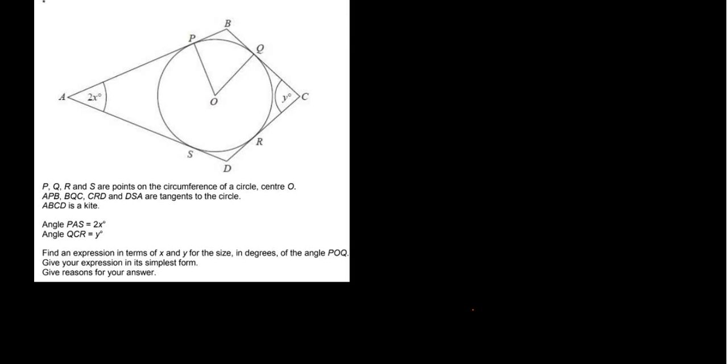Today we've got a question on circle theorems. And this question reads as such: P, Q, R, and S are some points on the circumference of a circle with center O. So let's have a look at that. That's the points P, Q, R, and S, and they're on the circumference, which is the outside or the outline of the circle. If you imagine the circle being like a pizza, the circumference would be the crust of the pizza.